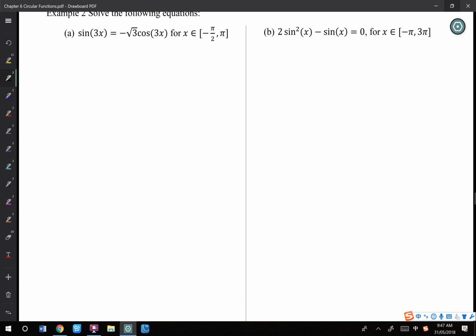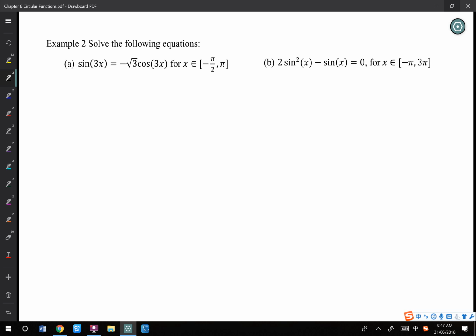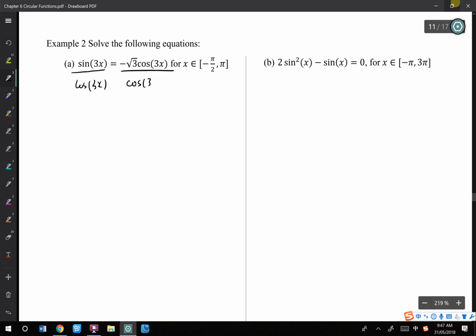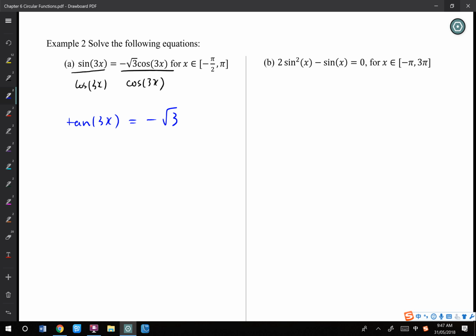So I'll just tell you the answer. If you have a single sine and a single cosine appearing in the same question, I will divide by cosine to make it into a tangent. So I would divide by cosine 3x on both sides of the equation. Then the question becomes tangent 3x equals minus root 3. And I'm solving for a single tangent now. Okay, I haven't taught tangent yet. We'll skip that first and come back to it later.